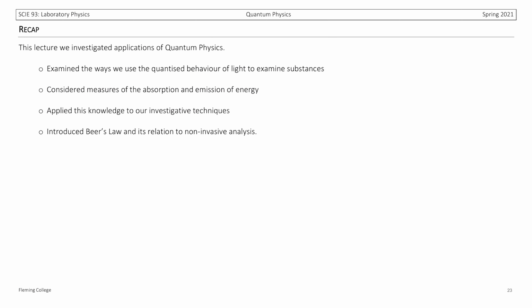Investigated further applications of quantum physics. We examined the ways we use the quantized behavior of light to examine substances. We saw that this often relies, though in different ways, on the measures of the absorption and emission of energy for each substance. Sometimes those are precise measures, and other times we are just looking for the effect to exist itself. We applied this understanding of absorption and emission to investigative techniques, and we even introduced a new law, Beer's law, and connected it to a method of non-invasive concentration analysis.